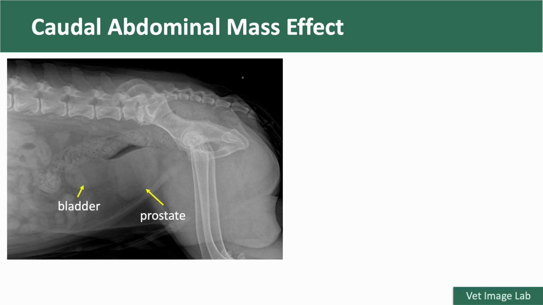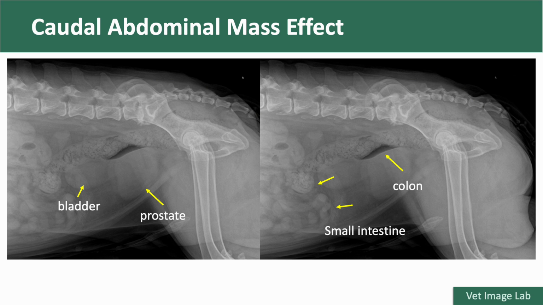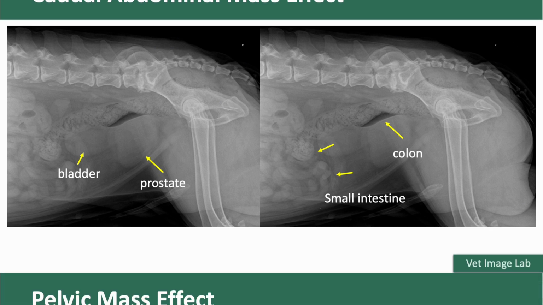This is another example of prostatic enlargement due to prostatic carcinoma. As you can see, the markedly enlarged prostate pushes the urinary bladder cranially. In addition, on the right image, it also displaces the small intestines cranially and the colon dorsally. Because there are no normal intestinal loops between the mass and the pelvic bone, we can confidently determine that the mass originates from the caudal abdomen.